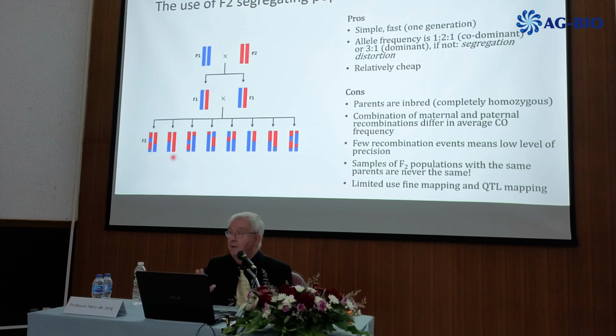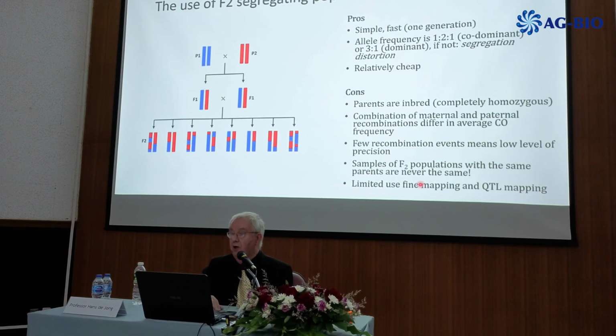Keep in mind that when you have a bivalent with one crossover, two of the chromatids form gametes with zero recombination. So that also can happen. So few recombination events means a low level of precision. And the samples of an F2 population with the same parents are never the same.